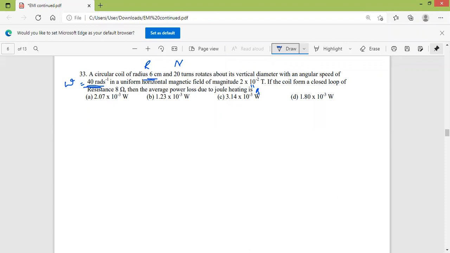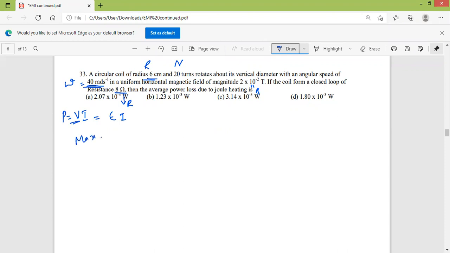If the coil forms a closed loop of resistance R, given as 8 ohm, then the average power loss due to joule heating is to be found. So to calculate the average power loss, first calculate the maximum EMF, because power loss is equal to the product of voltage into current. Here instead of voltage we can take EMF, it's epsilon into I. Therefore, first calculate the maximum EMF induced.